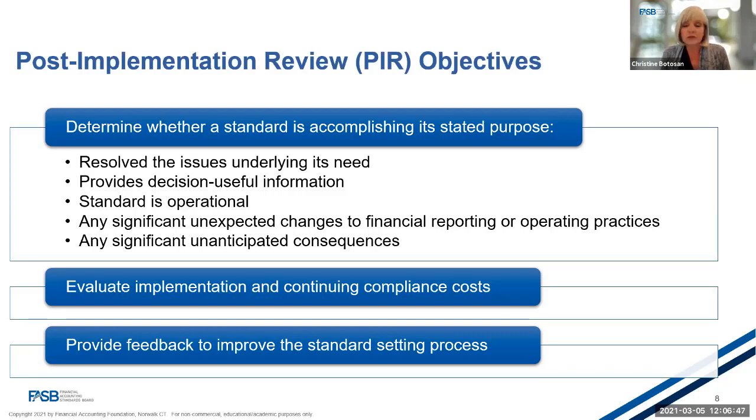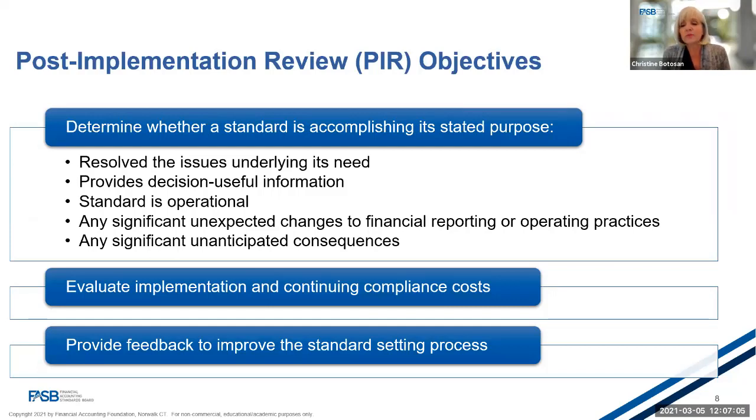PIR is the process that we use to evaluate whether a major standard like the lease standard is achieving its stated objectives in a cost-effective manner. PIR has three main objectives. The first is to determine whether the standard is accomplishing its stated purpose.